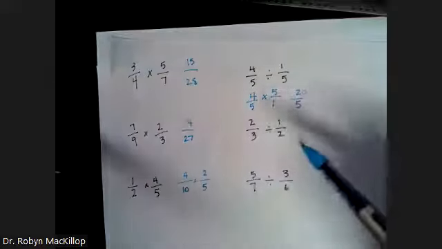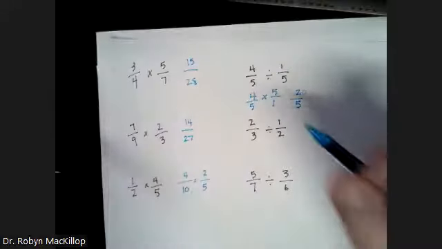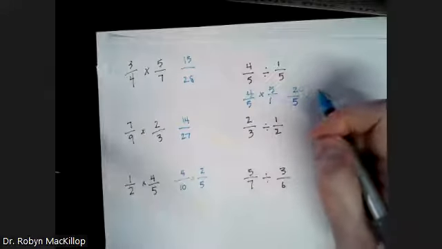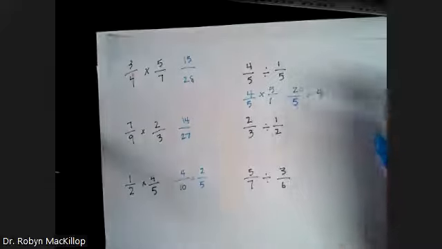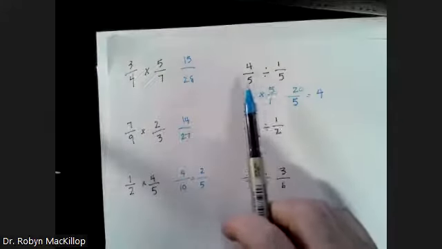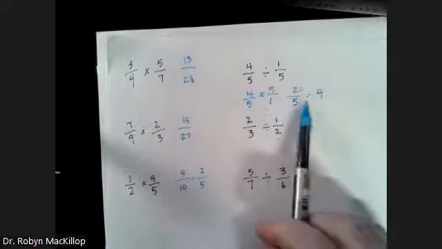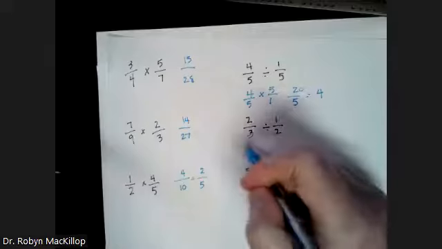Again, we have to reduce. Every fraction is a division problem. 20 divided by 5 is 4. Now you can check your work, especially for this one. If you've got 4/5, how many 1/5 are in 4/5? Well, there's 4. There's your answer. It works. It's fun.